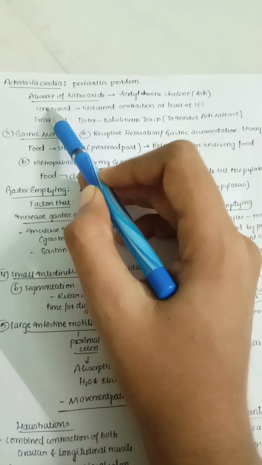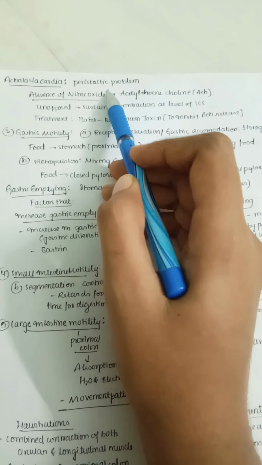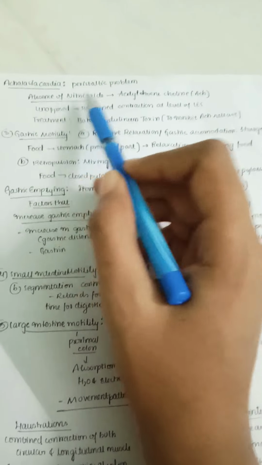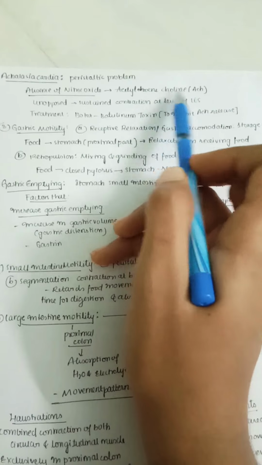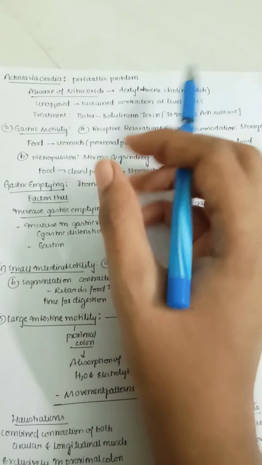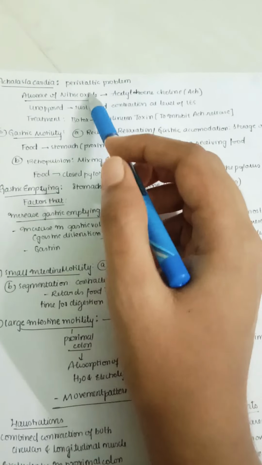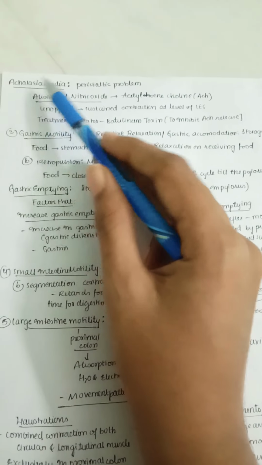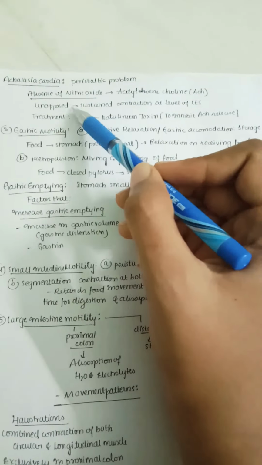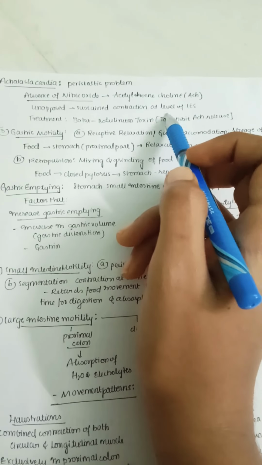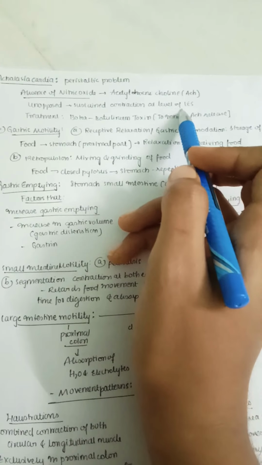So what is achalasia cardia? It's a peristaltic problem. Here there is no relaxation by means of nitric oxide. So you can see absence of nitric oxide, but acetylcholine is present. There is continuous contraction but no relaxation. If there is no relaxation, the peristalsis movement may not propel the food, which may lead to achalasia cardia. The acetylcholine is unopposed, so there is sustained contraction at the level of the lower esophageal sphincter.